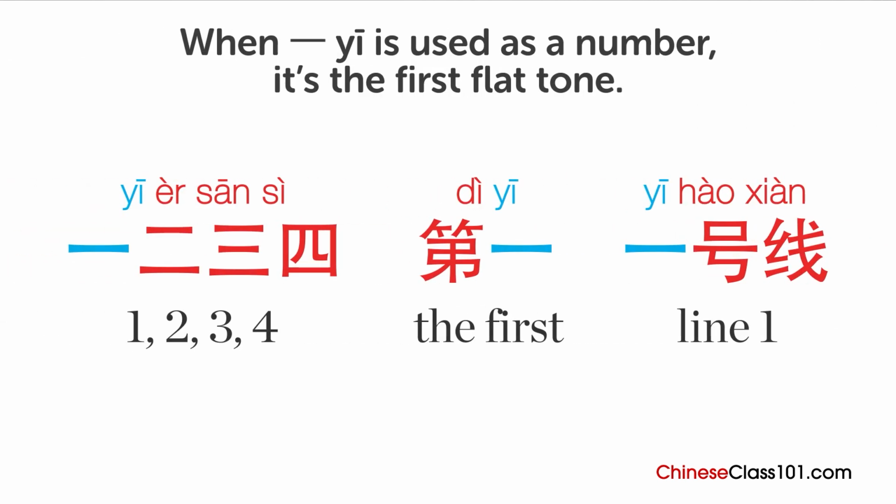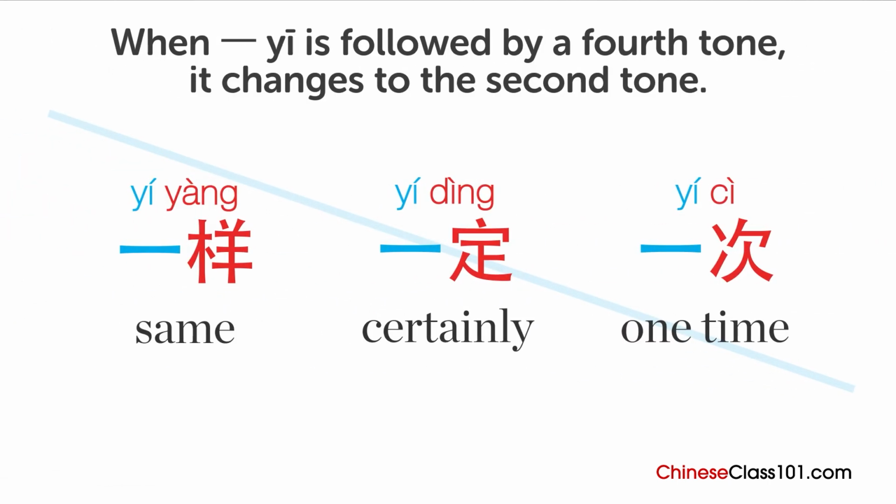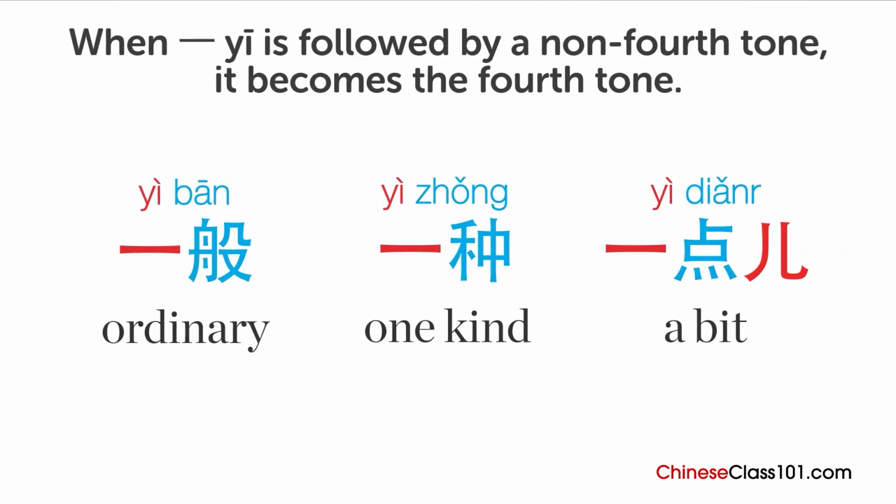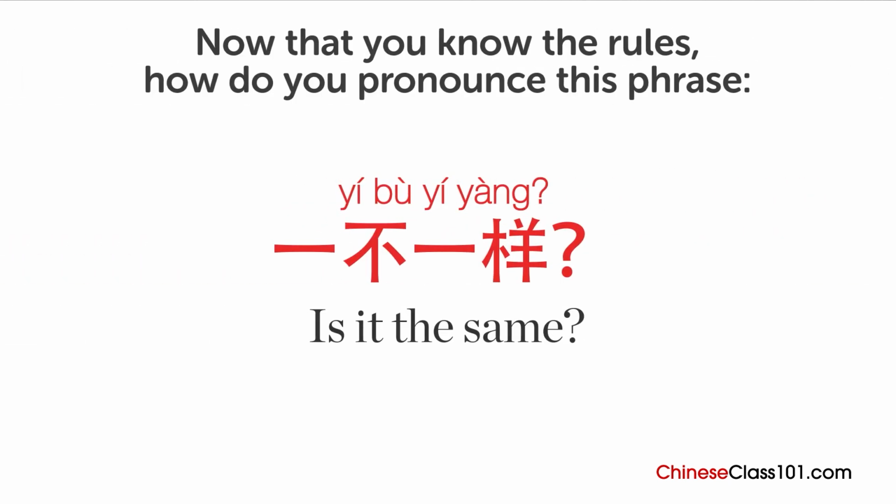When 一 is used as a number, it's the 1st flat tone, as in 1, 2, 3, 4. 第一, 一号线. When 一 is followed by a 4th tone, it changes to the 2nd tone. 一样, 一定, 一次. When 一 is followed by a non-4th tone, it becomes the 4th tone. 一般, 一种, 一点儿. Now you know the rules.